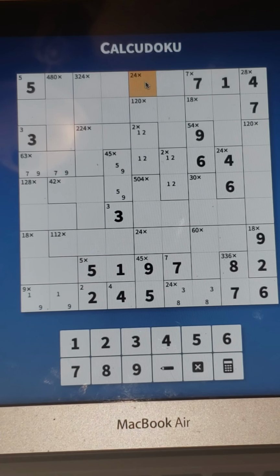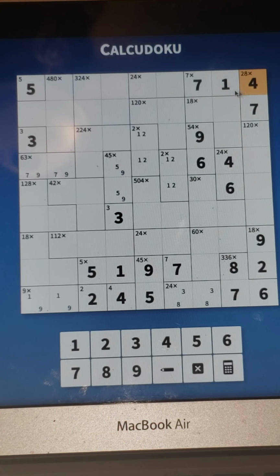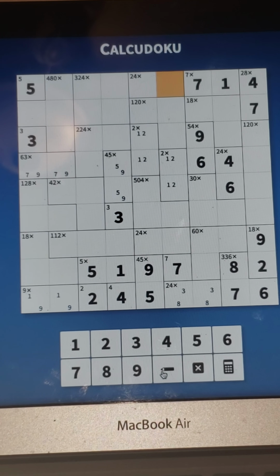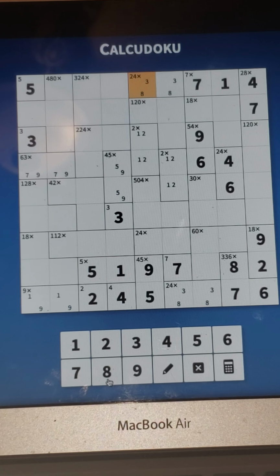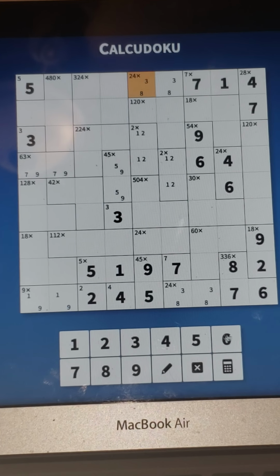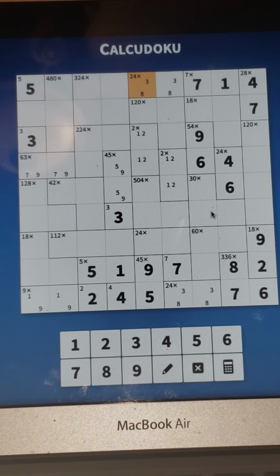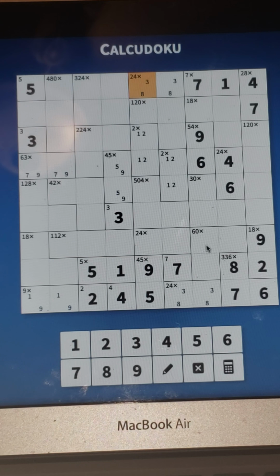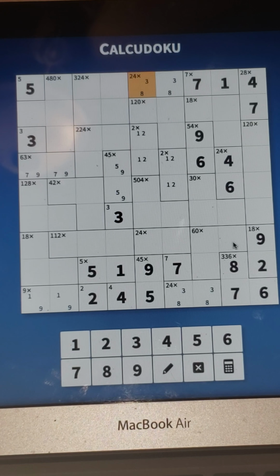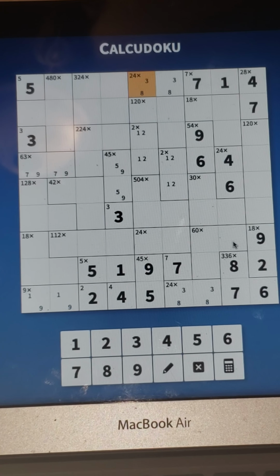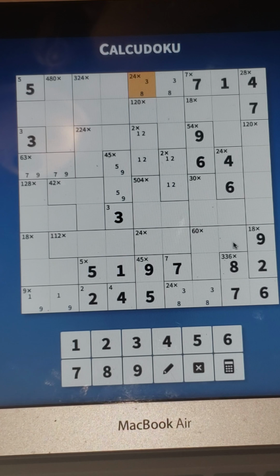And now with this times 24, it can't be 6 and 4 because of this 4. So it's got to be 3 and 8 in some order. And now with this times 60, we know one of those numbers has got to be a 5, because in order to get 60, you have to have a 5 in there.